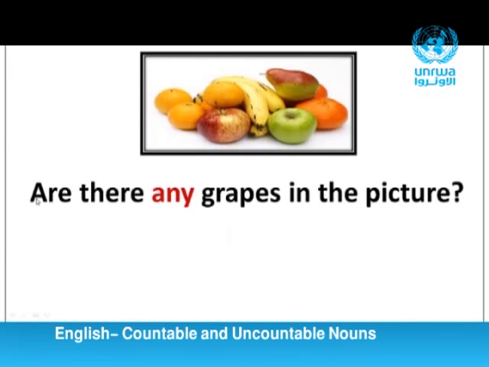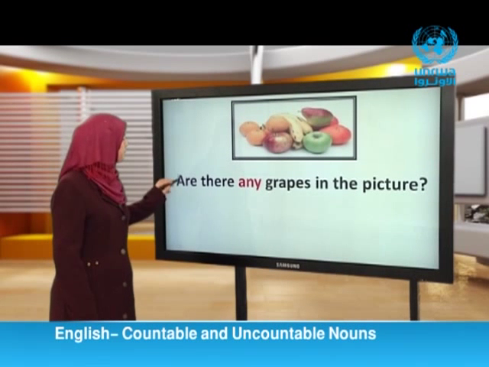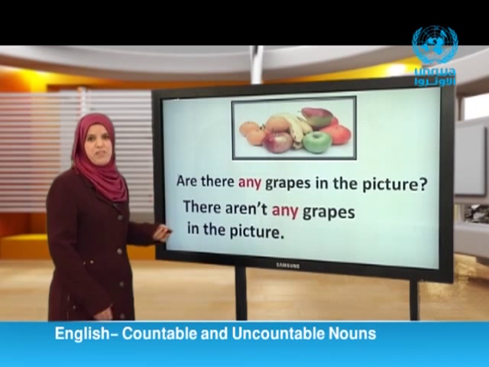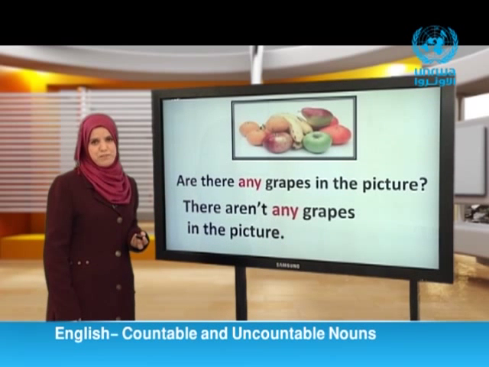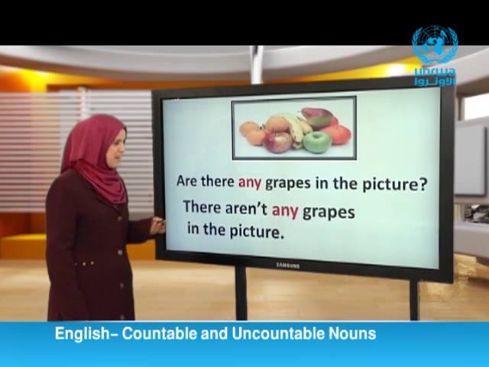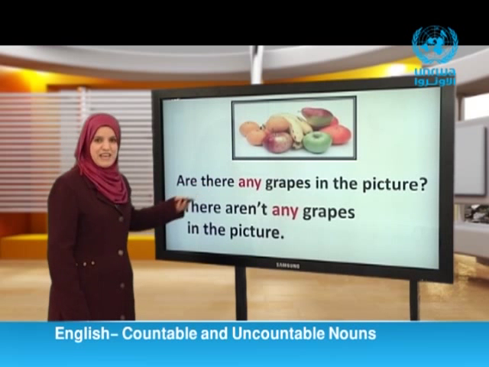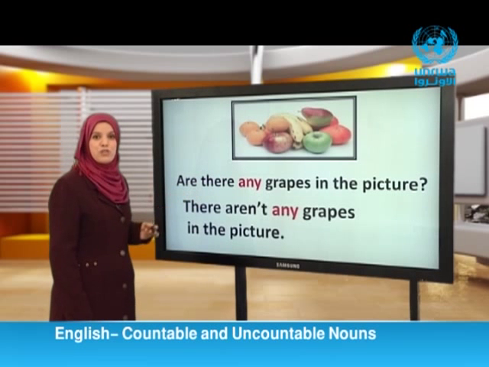Look at the picture. Are there any grapes in the picture? Look carefully. No, there aren't any grapes in the picture. Look, this is a question, and this is a negative sentence. So we use any in questions, and we use it also in negative sentences with countable nouns.